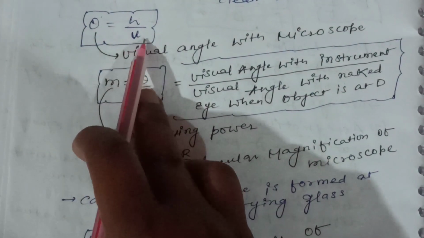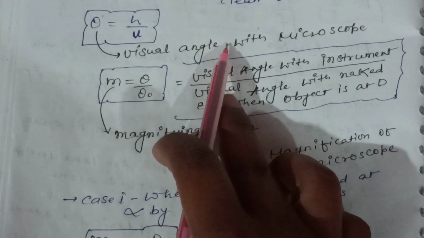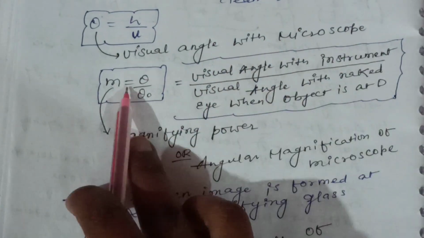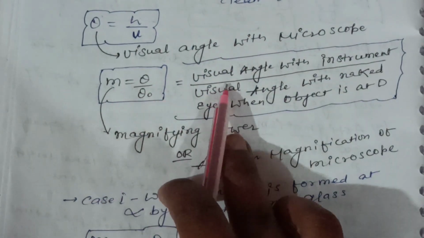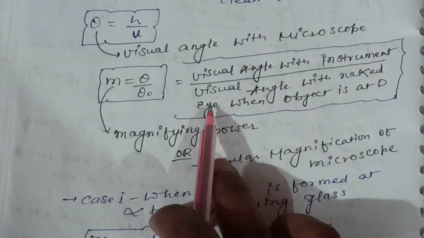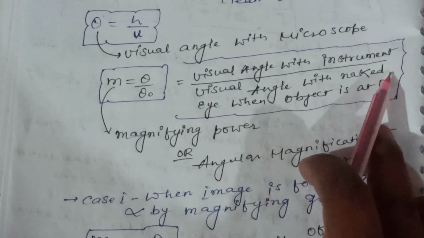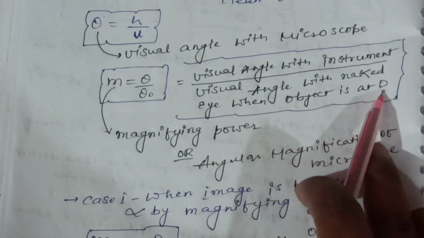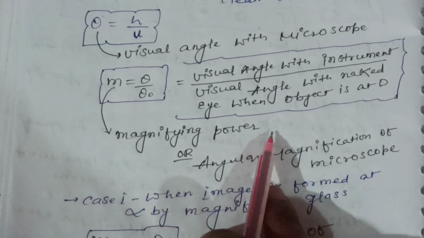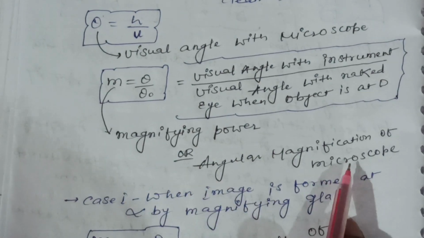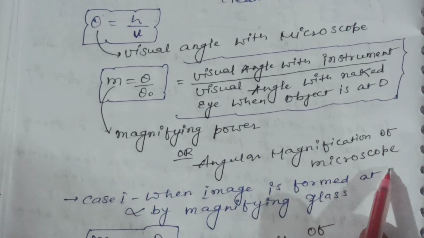Theta is equal to h upon v. Visual angle with microscope. M is equal to theta upon theta naught, that is, the visual angle with the instrument upon the visual angle with the naked eye. An object is at d. Magnifying power or angular magnification of microscope.